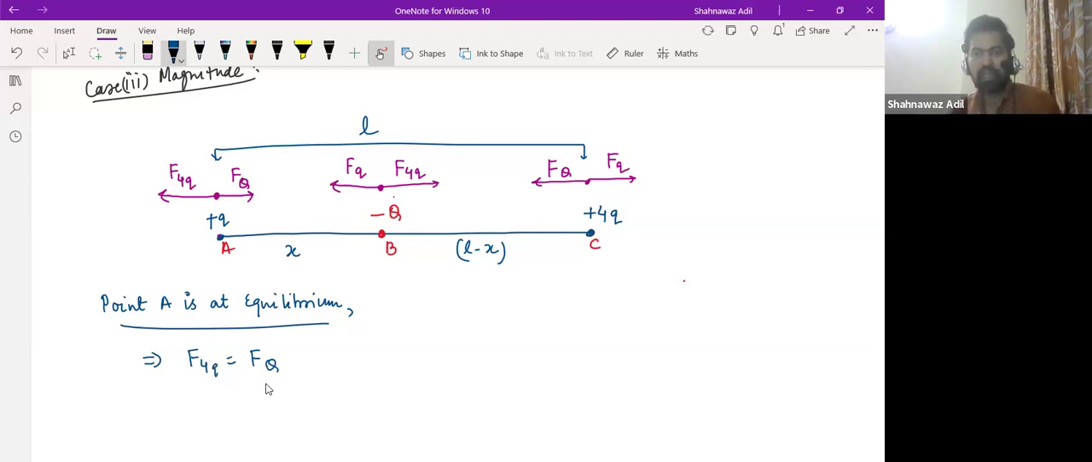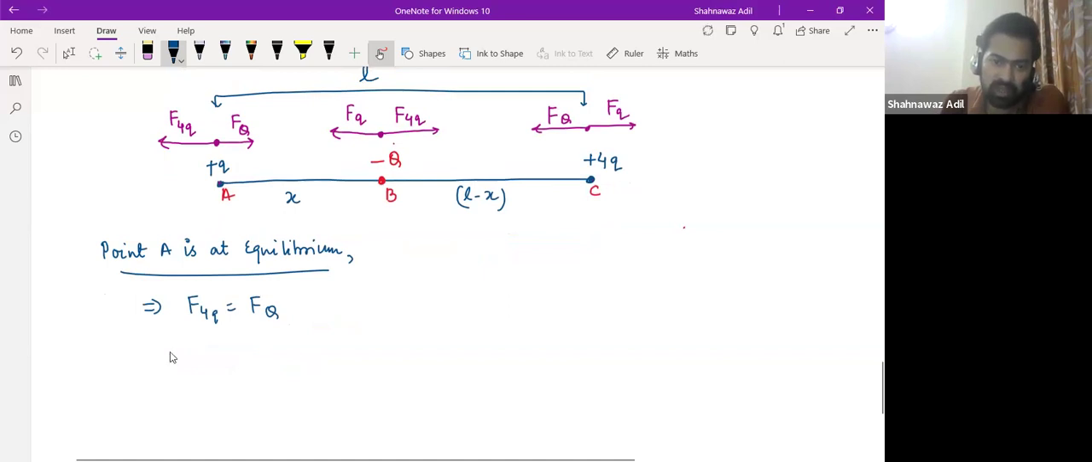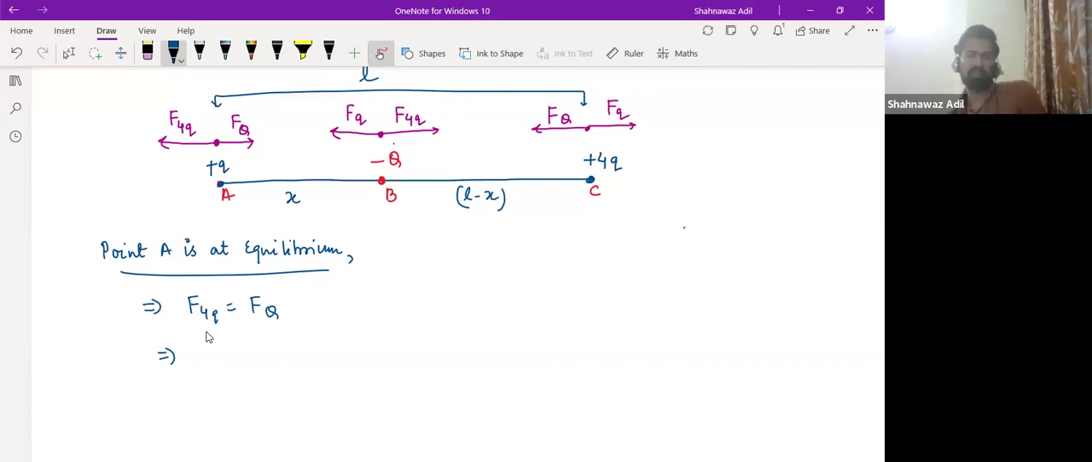Now, can you tell me what is F4Q? By looking at this diagram, can you tell me what is F4Q? Leave everything, leave every other thing, and then only focus on A and C point. Forget about the other things. What are the charges? What is the distance? So you have to apply Coulomb's law.